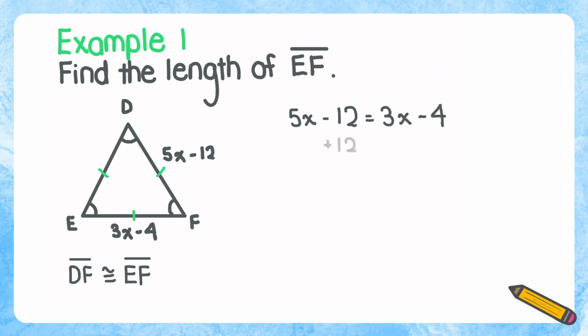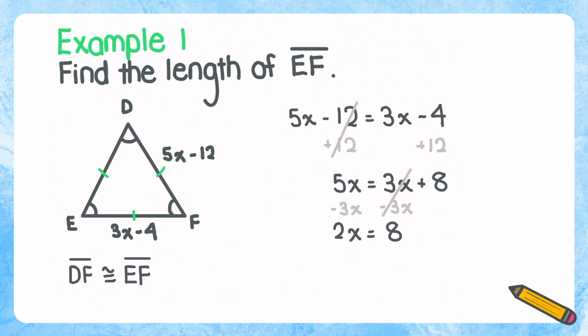I'm going to add 12 on both sides to move the constants over to the right side. So we have 5x equals 3x, and then negative 4 plus 12 equals positive 8, so plus 8. Next, I'm going to move this 3x over to the left side by subtracting 3x from both sides. So I have 2x equals 8. I divide both sides by 2, and I get x equals 4.